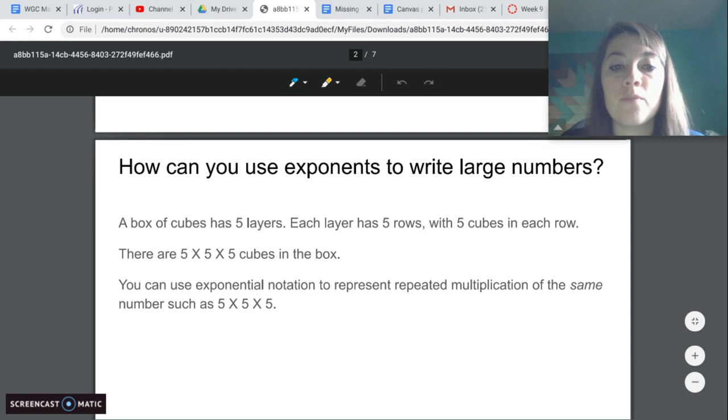How can you use exponents to write large numbers? A box of cubes has 5 layers. Each layer has 5 rows with 5 cubes in each row. There are 5 times 5 times 5 cubes in the box.